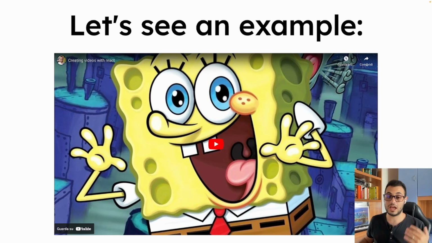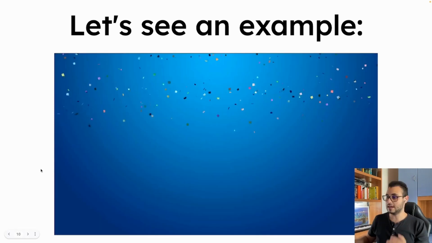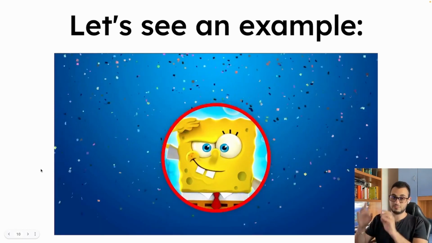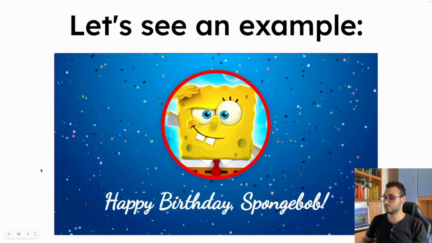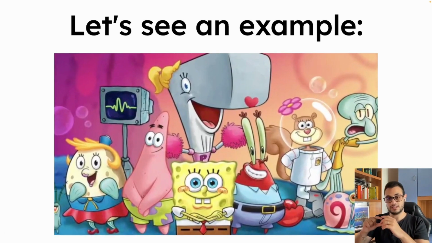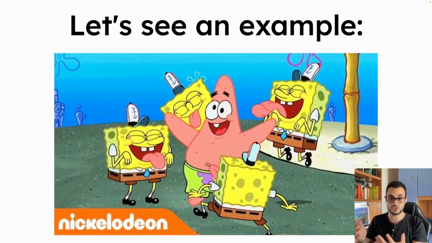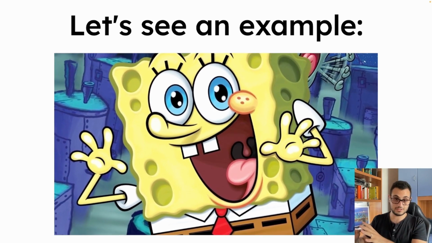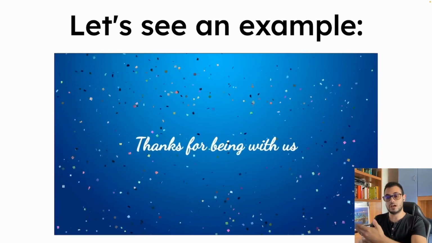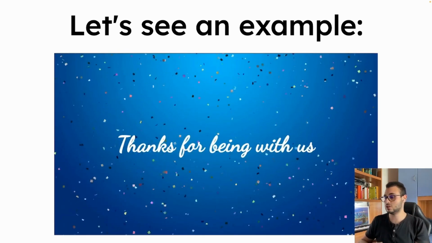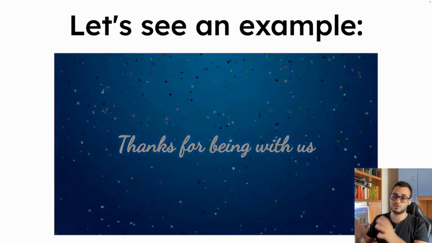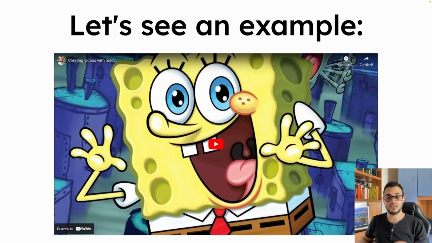Now let's see an example. I hope everyone here is familiar with SpongeBob, so I created a tiny example using SpongeBob. As you can see here, we have a video with some confetti. Then we have the image of SpongeBob. Then we have the image Happy Birthday SpongeBob, then we have a slideshow with a few photos. Everything, as you can see, is animated. And then we have another text popping out. And at the end of this video, we have a fade out effect. You cannot hear it, but there is also a Happy Birthday song.